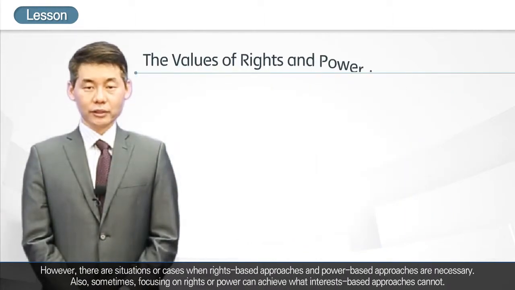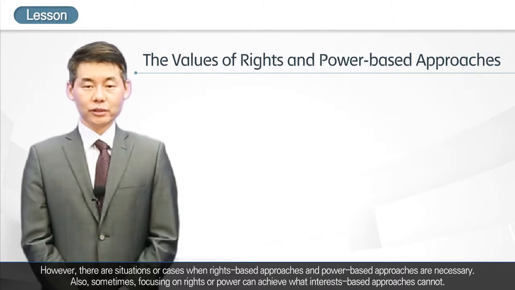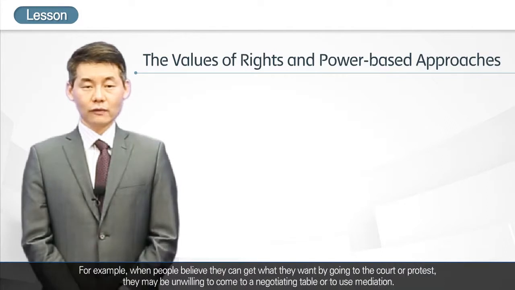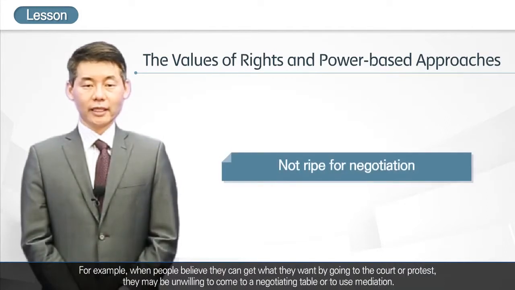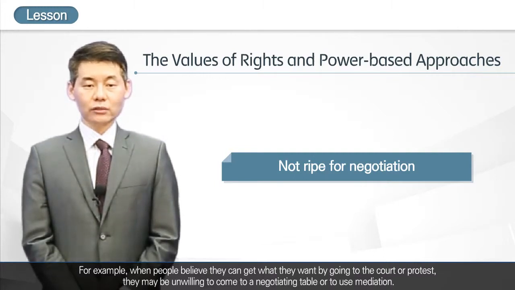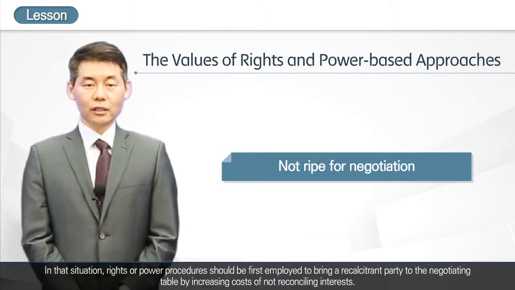However, there are situations or cases when rights-based approaches and power-based approaches are necessary. Also, sometimes focusing on rights or power can achieve what interest-based approaches cannot. For example, when people believe they can get what they want by going to court or protest, they may be unwilling to come to a negotiating table or to use mediation. In that situation, rights or power procedures should be first employed to bring a recalcitrant party to the negotiating table by increasing the cost of not reconciling interests.